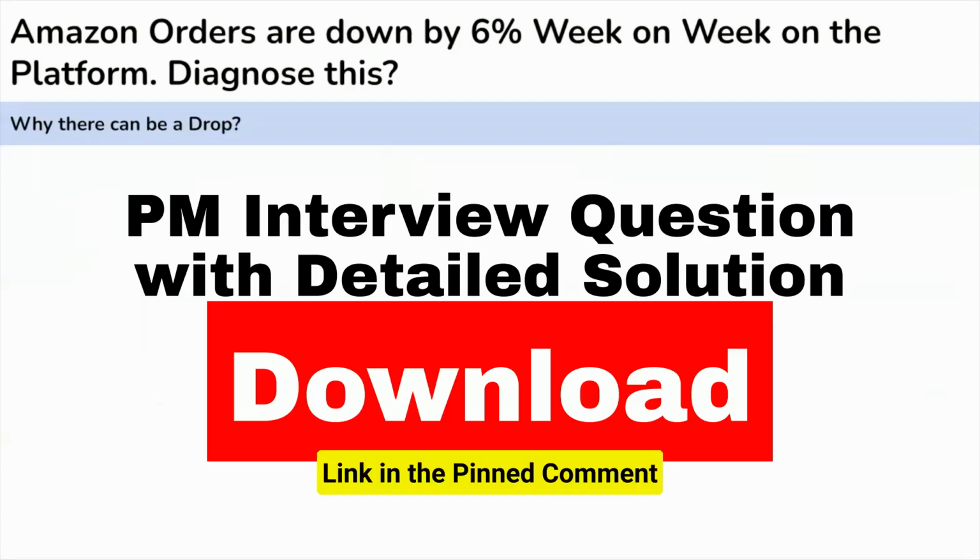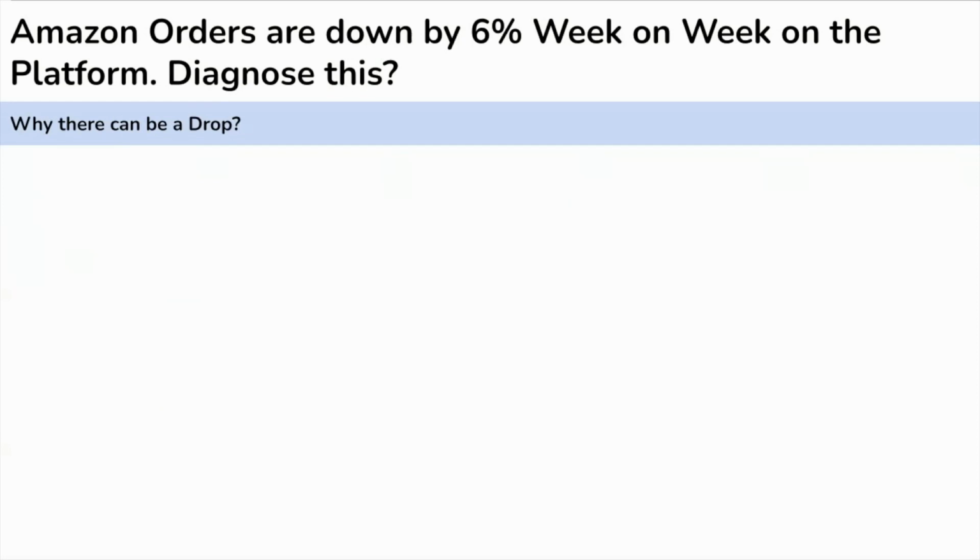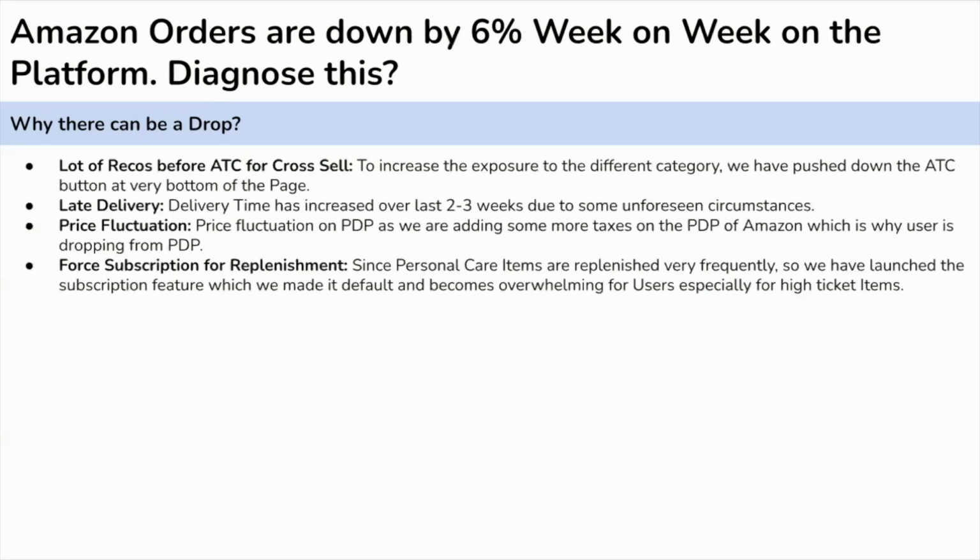But before that, let's understand what the goal of the PDP is. PDP, which is the product detail page, helps the user make a decision by giving information regarding reviews, price, delivery date, and many more. So let's start making hypotheses around it. The first hypothesis we can build is: have we pushed the add to cart button down on the PDP? Why would we do so?